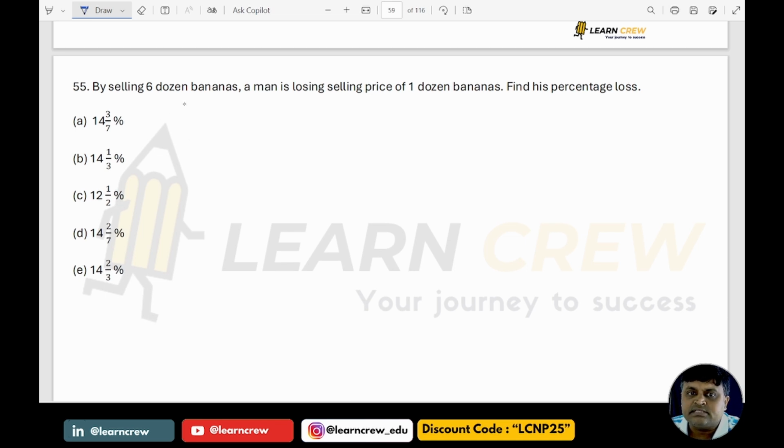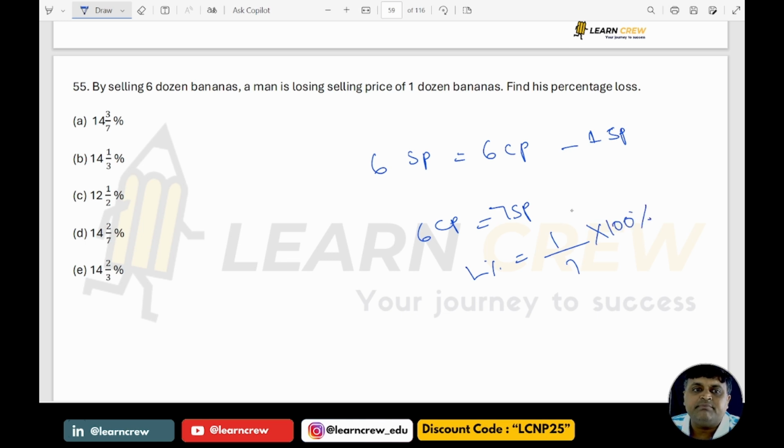Next. By selling 6 dozens of bananas, a man gets a loss of 1 dozen of bananas. So, when there is loss, selling price is equal to cost price minus loss. How many are sold? 6. CP minus 1 SP. Loss is 1. So 7 SP is equal to 6 CP. So the loss percentage is equal to (M minus N) by N into 100. 1 by 7 means 14 2 by 7 percentage.